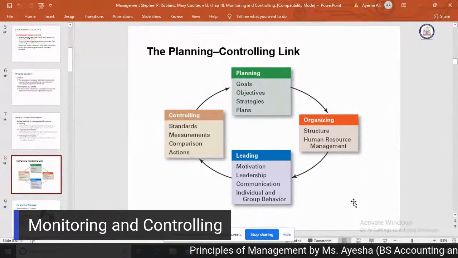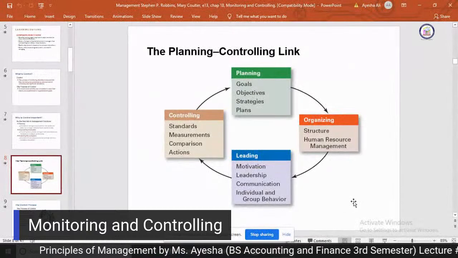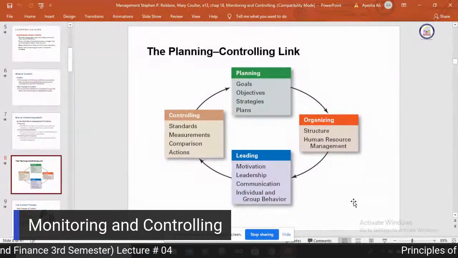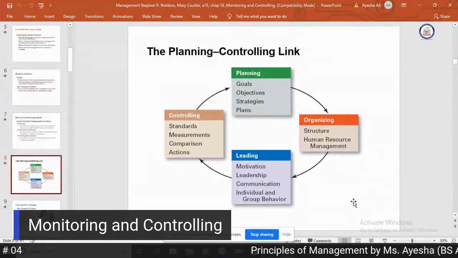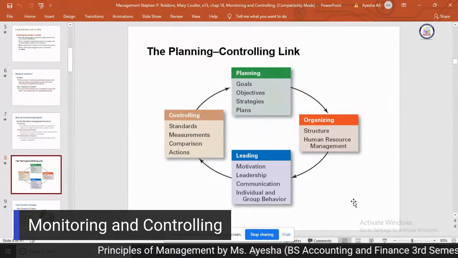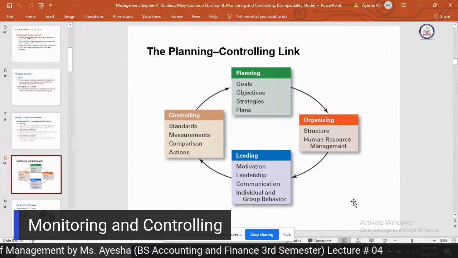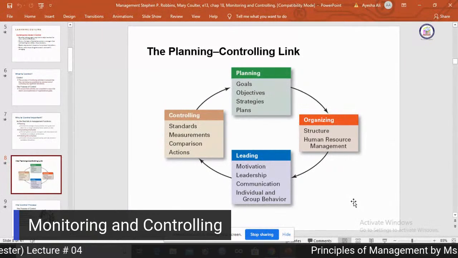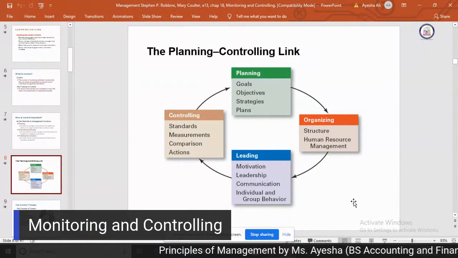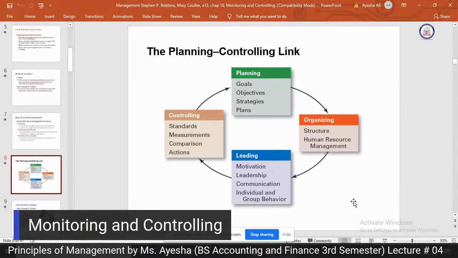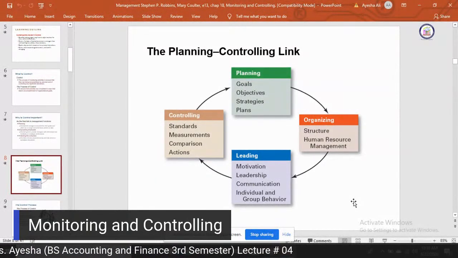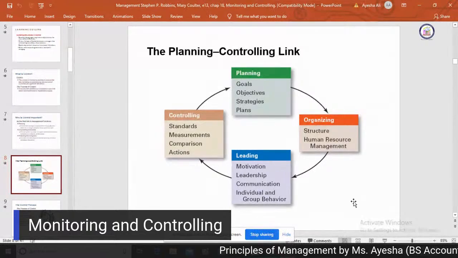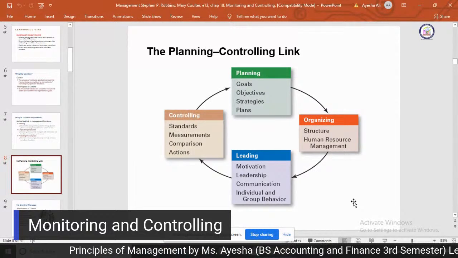Then we have controlling. In controlling, first we have some standards, some measures, some benchmark, and then we measure whether we are achieving our targets: what the actual performance is and what the standard is. We compare them to see whether we are doing well or not. If the difference is significant, we will take managerial action. And if the difference is insignificant, we will do nothing.